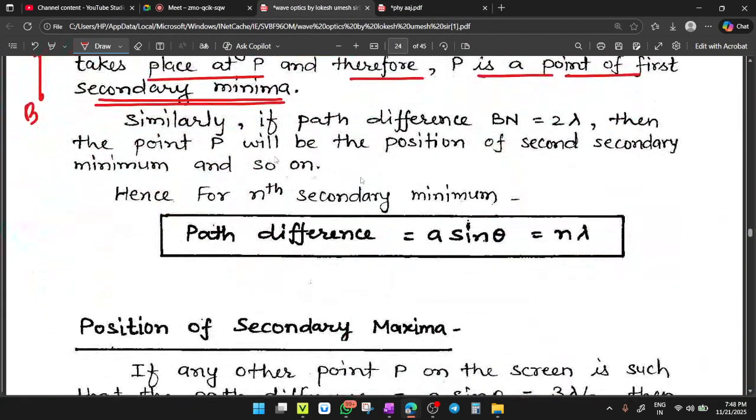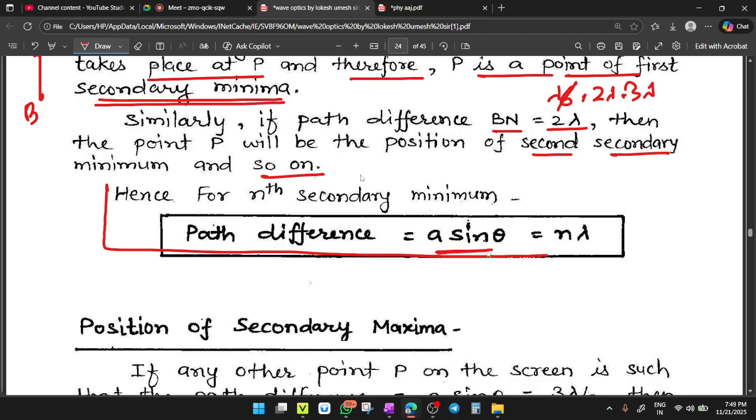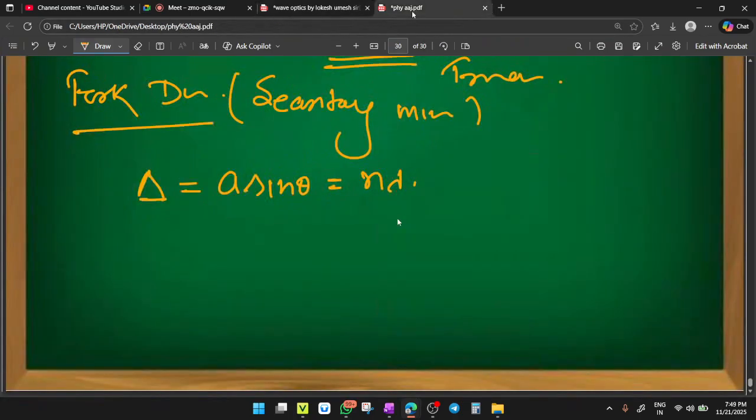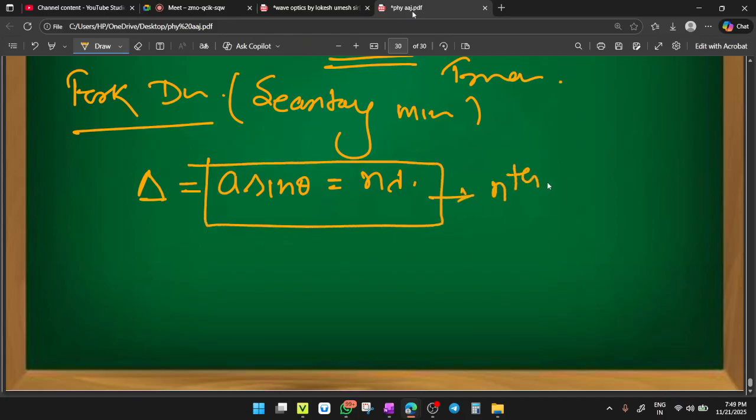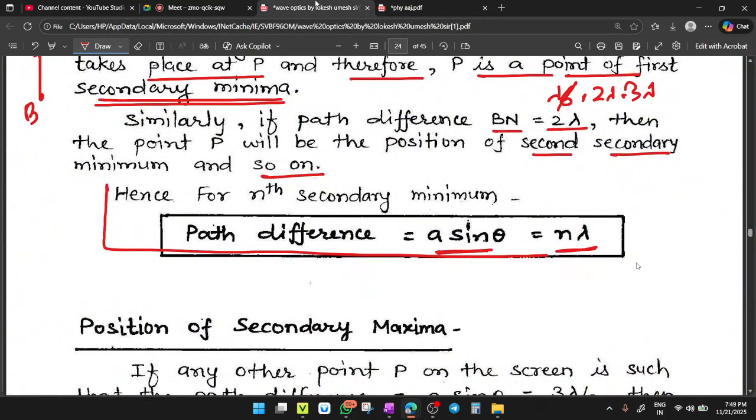Similarly, path difference may equal 2 lambda. First we have taken the case of lambda, and then again it may equal 2 lambda, it may equal 3 lambda. Then point P will be in the position of secondary minima, and so on. So, for the nth secondary minimum condition, your path difference a sine theta becomes n lambda. So this is the derivation for the nth secondary minimum. Clear? Okay. So in these places, you will have obtained your dark fringes.